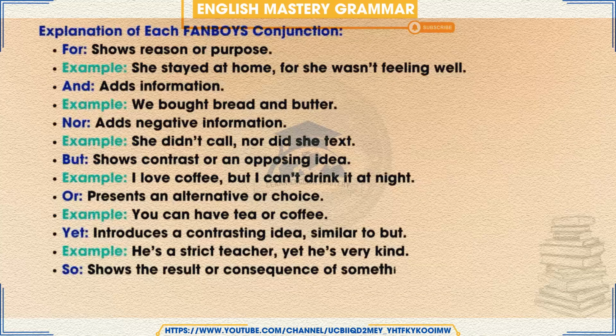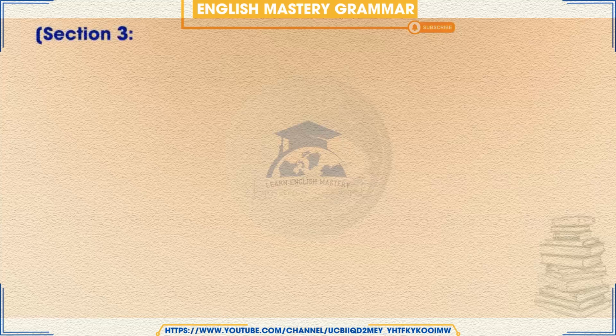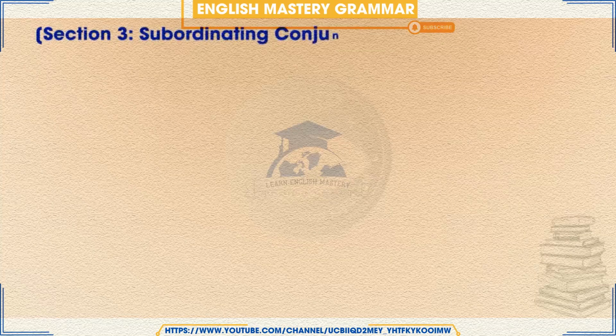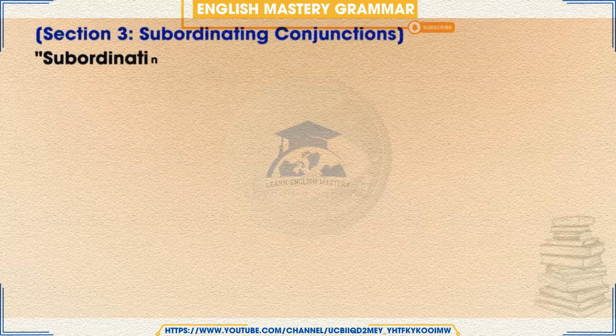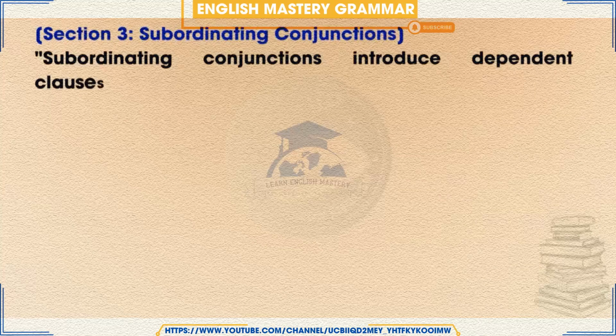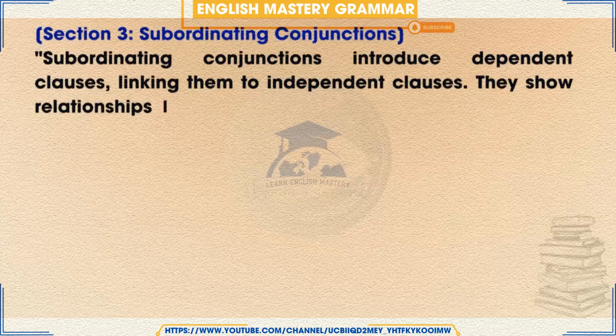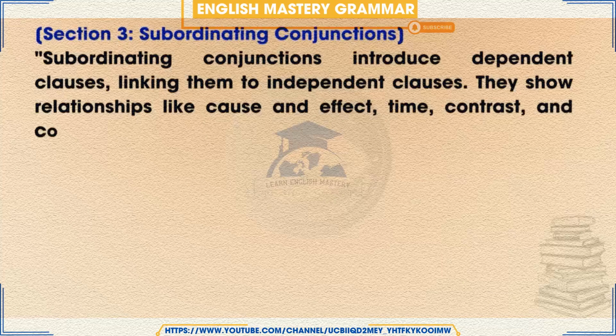So shows the result or consequence of something. Example: It was raining, so we stayed inside. Section 3. Subordinating conjunctions. Subordinating conjunctions introduce dependent clauses, linking them to independent clauses. They show relationships like cause and effect, time, contrast, and condition.